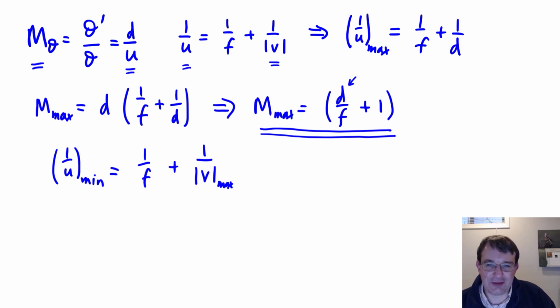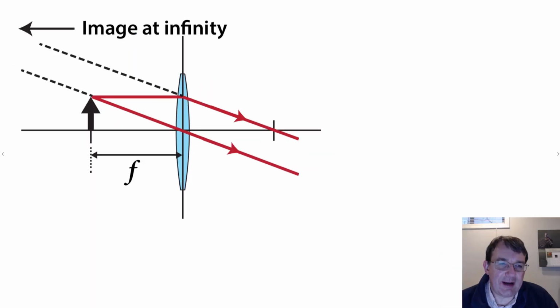Well, let's have a look and see what happens when we place the object at the focal point of the lens. So here's a diagram about what happens when we place the object at the focal point of our magnifying glass. Now if we look at this triangle here, and we look at this triangle here, we can see that these are exactly the same triangle.